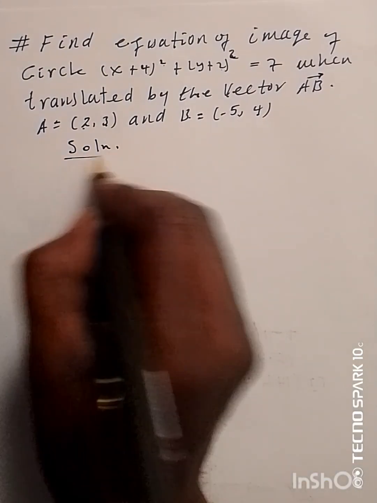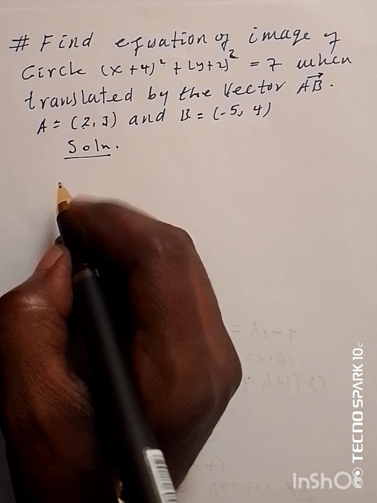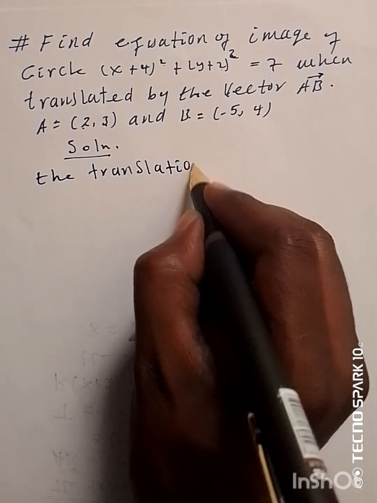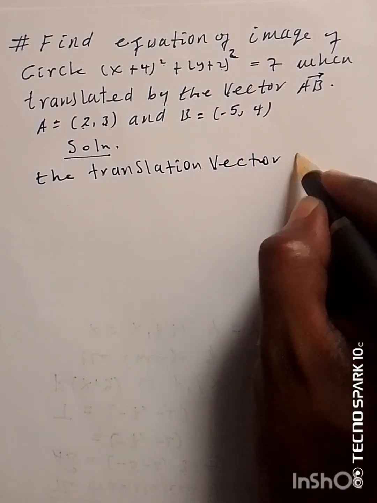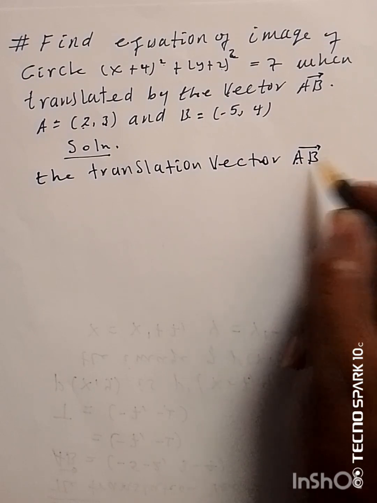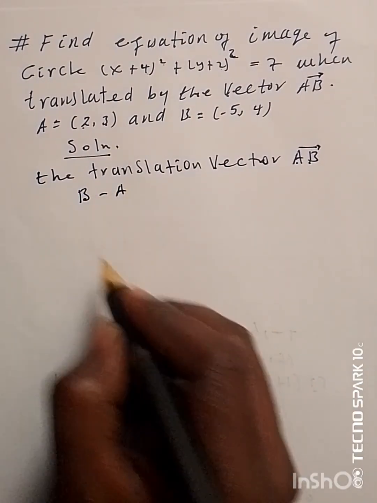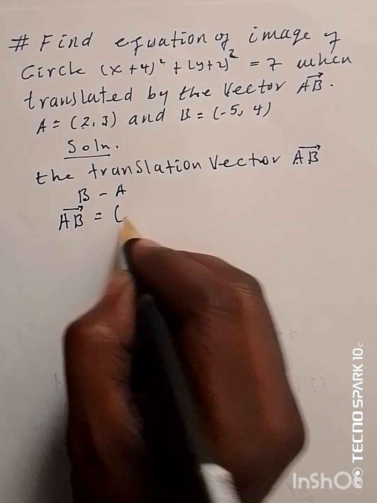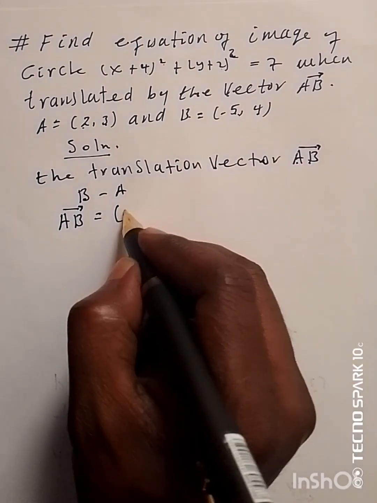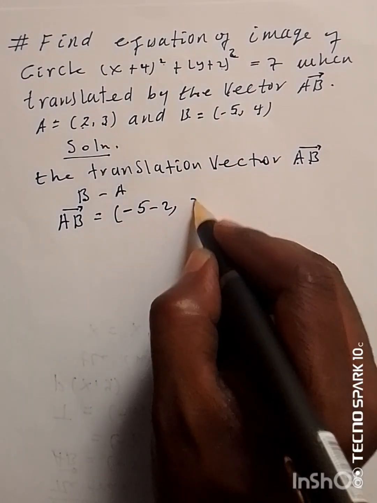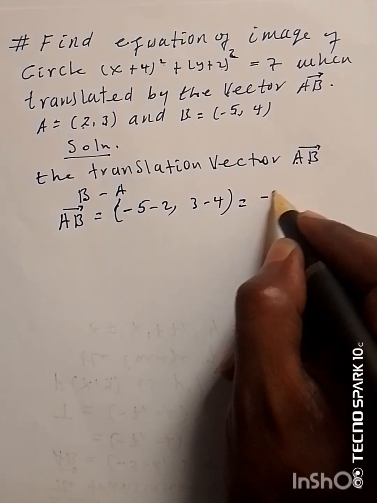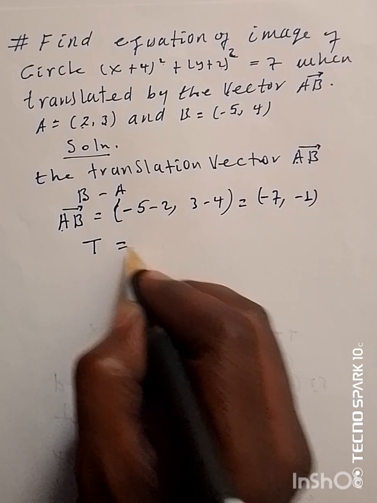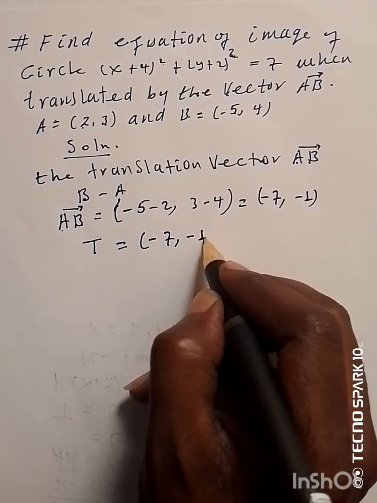Solution. Now the translation vector AB means from A to B, that is B minus A. So the translation T is (-5 - 2, 4 - 3). This gives (-7, 1).